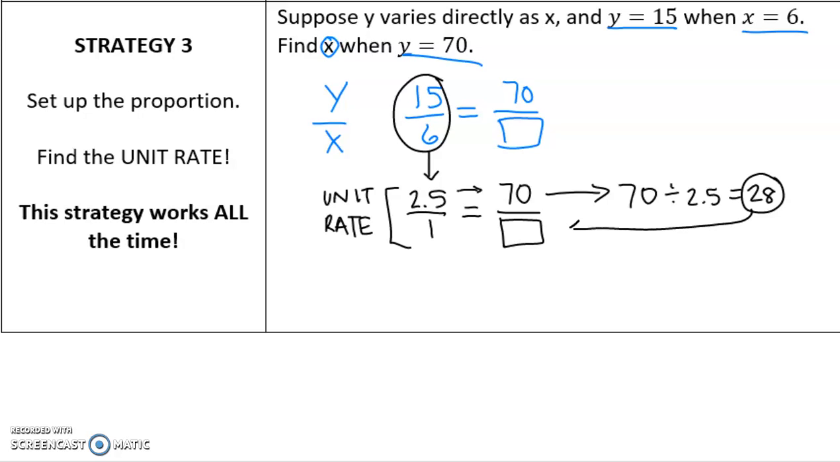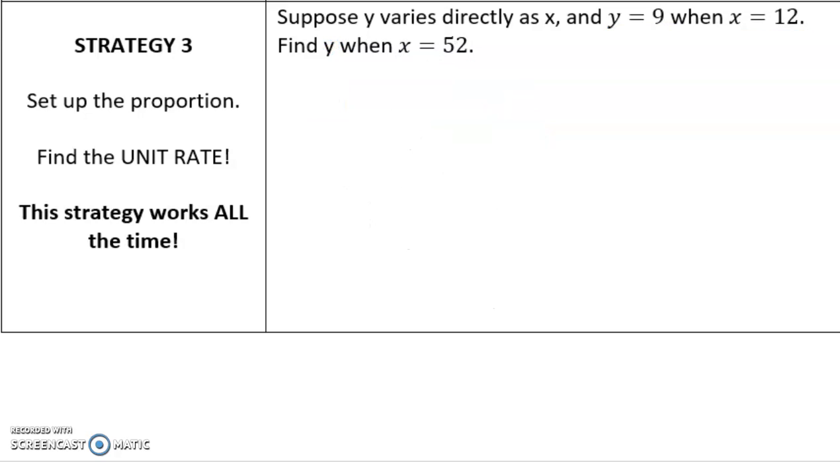This is your missing value. So X is 28 when Y is 70. I can see if that's right. If I did 15 divided by 6, that's 2.5. 70 divided by 28 should also be 2.5. So we found the unit rate, and then we used that to figure out what my missing piece is. Let's look at it one more time.